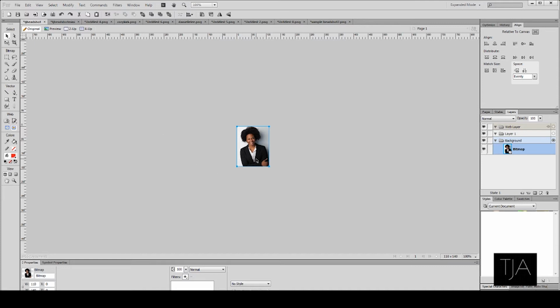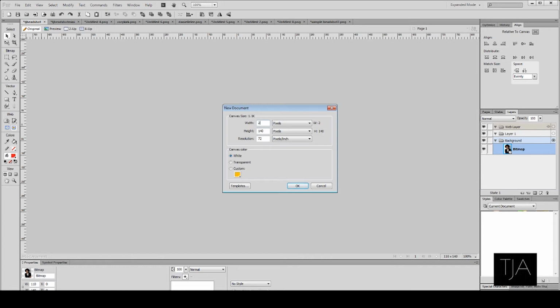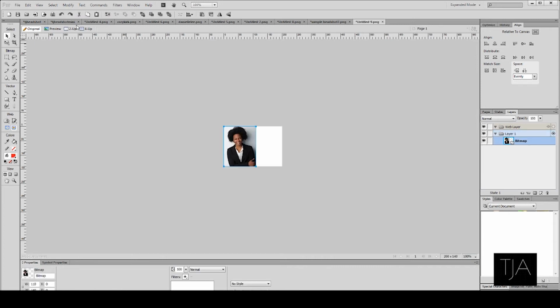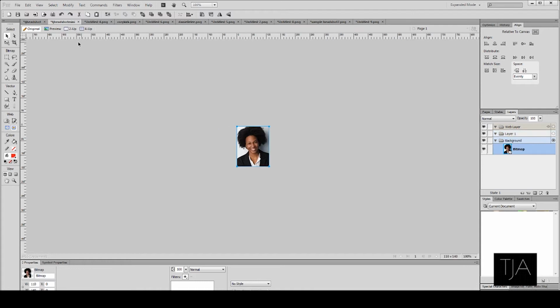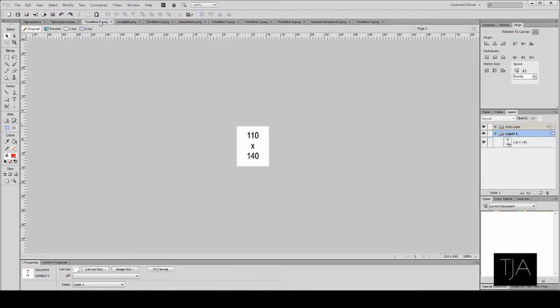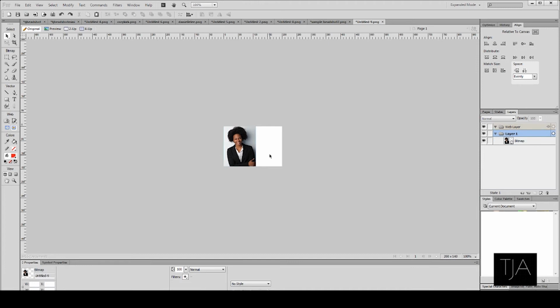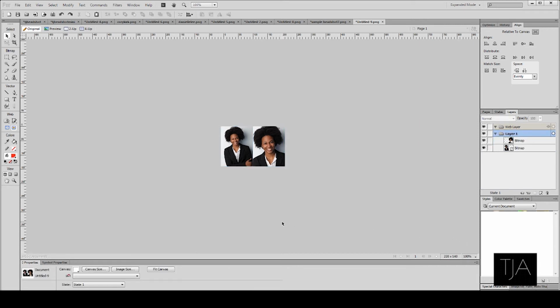So let's compare these two. As you can see, in fact, we will even make a new one so you can see them side by side. How's that sound? Okay, this is them side by side. So this is my original headshot here on the left. That's it at its normal size, cropped down to 140. And then this is it after I did a crop and then shrunk it down to 110 by 140.